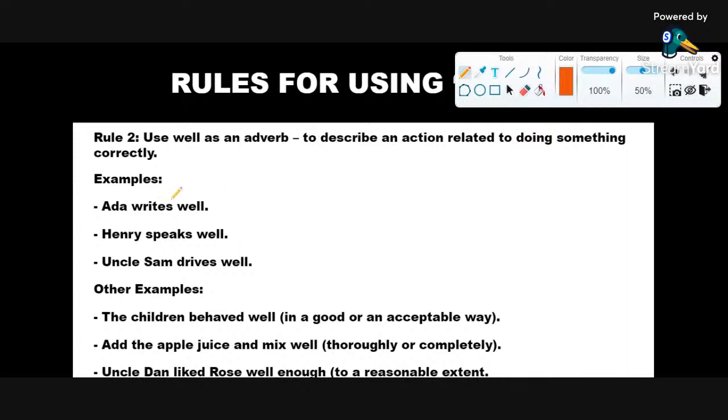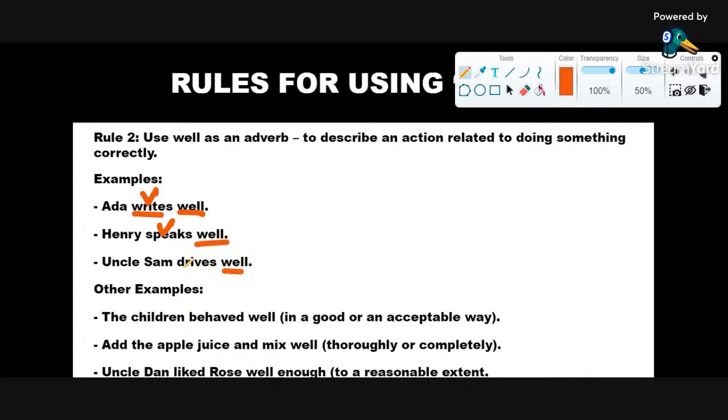So let's now look at some examples. Ada writes well. You see, the word well here is an adverb because writes is a verb. Because this is an adverb, it is describing the verb. Henry speaks well. Then the word speaks is also a verb. Uncle Sam drives well.